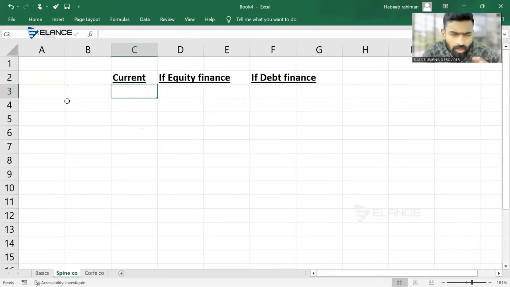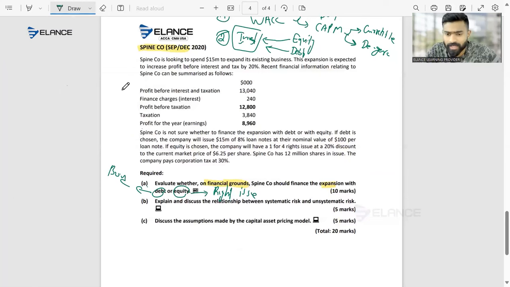Whatever decision we make, we should act in the best interest of shareholders. We should increase shareholders' wealth. The decision should increase shareholders' wealth. Shareholders' wealth is measured by the value of the shares they are holding, that means the price of the shares, P0. P0 stands for the share price. What is the current share price? Definitely, it will be given in the question.